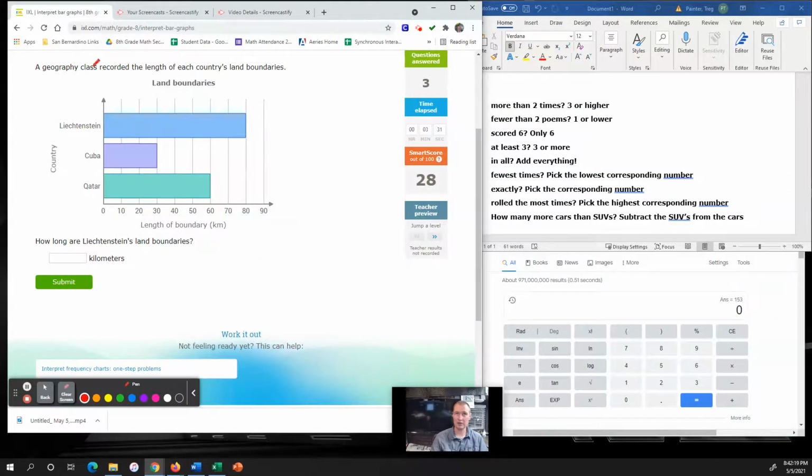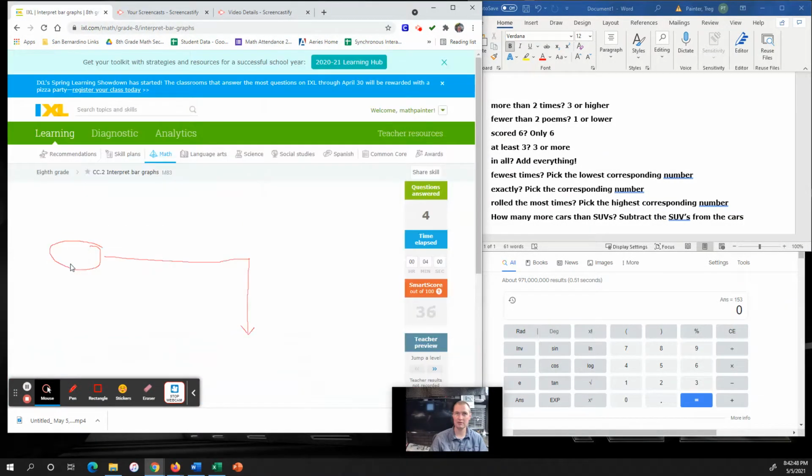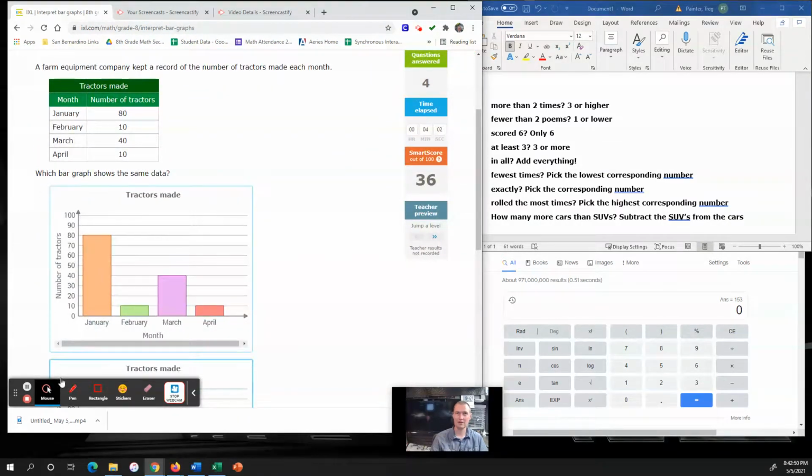A geography class recorded the length of each country's land boundaries. How long are... don't even ask me to pronounce that. I'm going to call that L. How long are L's land boundaries? We're going to look at L. L's right here, and those boundaries are 80 kilometers. Again, just look at the bar graph and read what it says. It's 80 kilometers, so there we go.